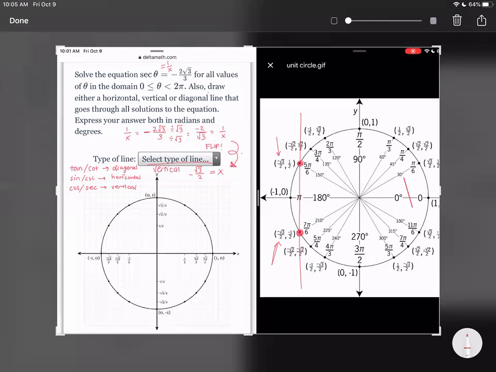So that vertical line helps you find the two spots on the unit circle where we have the x value as whatever it is that we wanted it to be. So we wanted a negative radical 3 over 2 as our x value. We found it in those two spots. So what we're going to do is just draw that same vertical line over here.